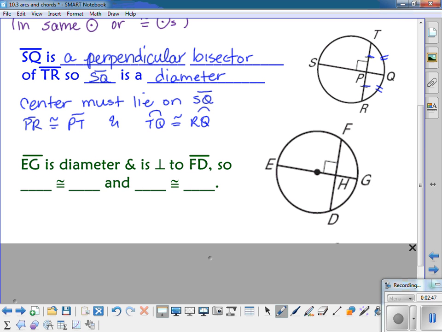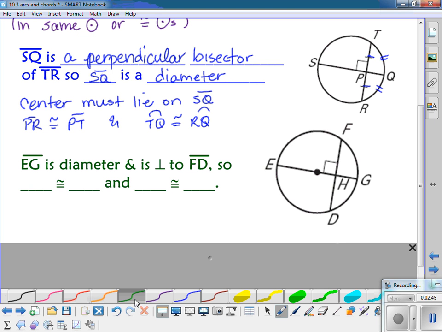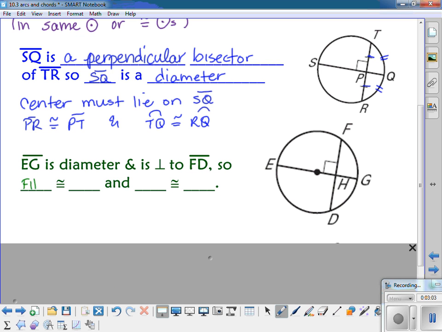All right, looking at the next one. EG is a diameter and is perpendicular to FD. So this is the converse, basically, of the one we just talked about. If it's a diameter and it's perpendicular, I know that it's a perpendicular bisector. So FH is congruent to DH, and then I also know the arcs, arc FG is congruent to arc DG.